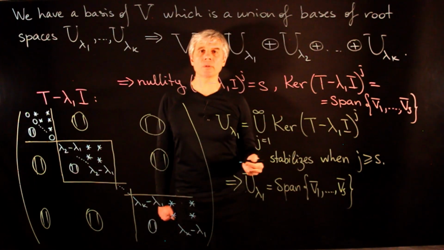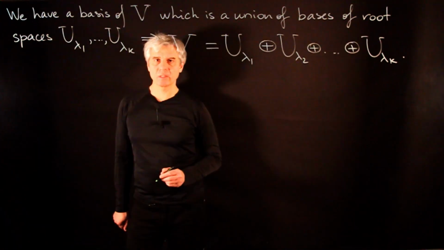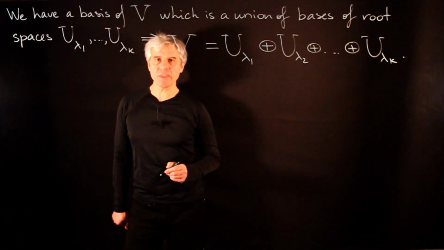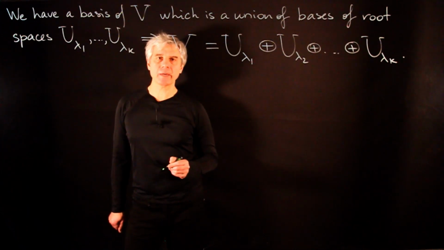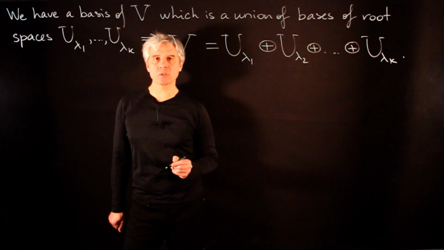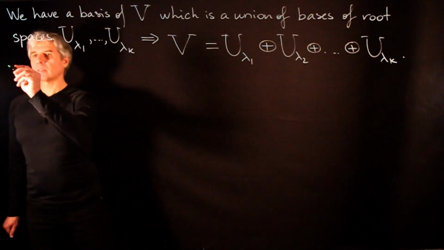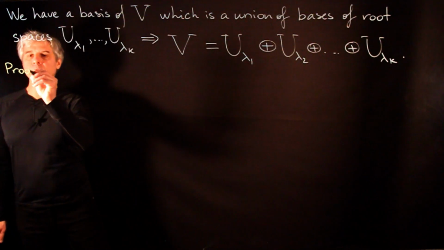Now let us return to the proof of the theorem. To prove the root decomposition theorem, we will use the same method as in the proof of the triangulation theorem. Only we will have to work harder in order to get a stronger result. So let's start with the proof.